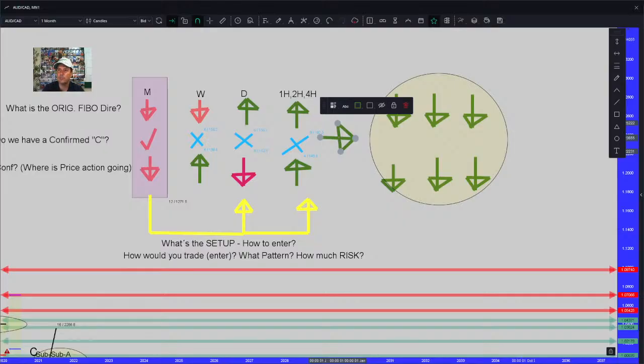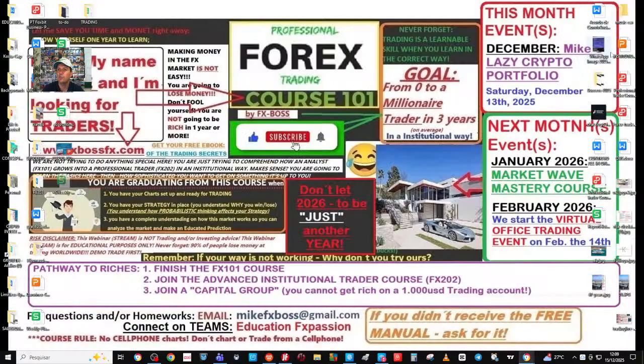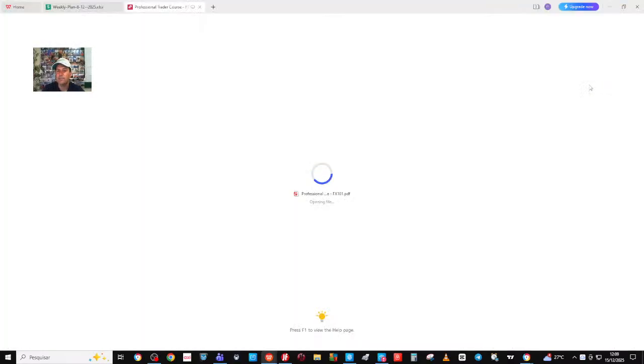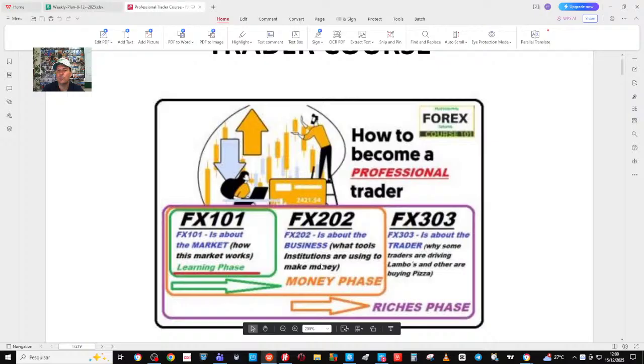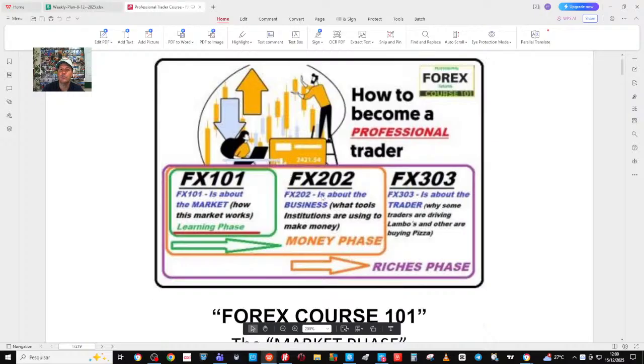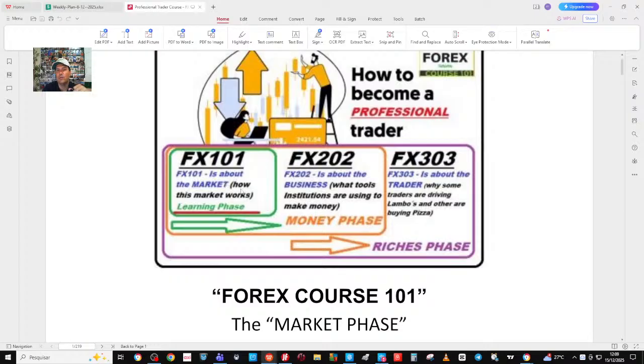See everybody, how the Forex course 101 now goes into the Forex course 202. Forex course 101 is all about the market, and now that you understand how the market moves, how price action moves, how the market works, now we go to the money phase. How much should I risk? It's a low probability trade compared to the high probability trade, and you can decide objectively.